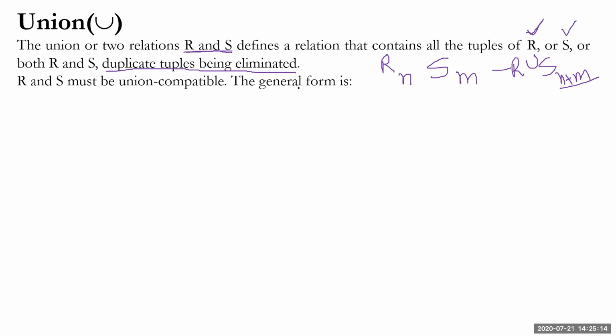So something like this. And R and S must be union-compatible, not union actually. Union-compatible in the sense that the selection must be taken on the same kind of data. So this could be written something like this.